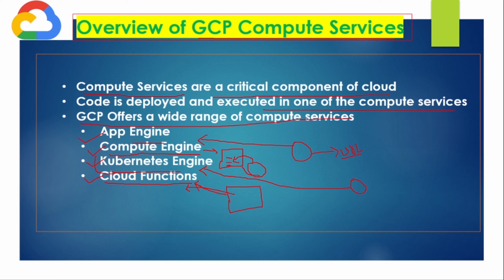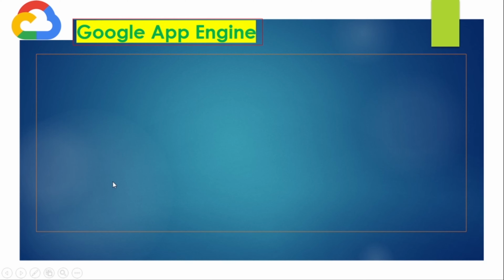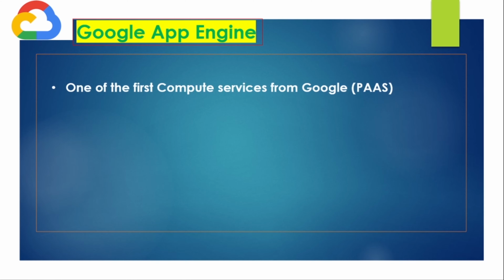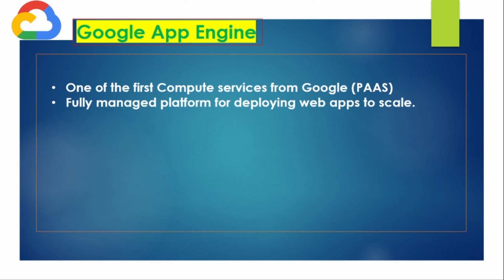Now let's have a closer look at App Engine. As discussed, App Engine is one of the first compute services offered by Google, and it's a platform as a service, right? You can say that App Engine is a fully managed platform for deploying web apps at scale. What does fully managed mean? It means that developers don't have to worry about provisioning, management, scaling, or security. All these things are taken care of by App Engine. The developers don't have to worry about anything.